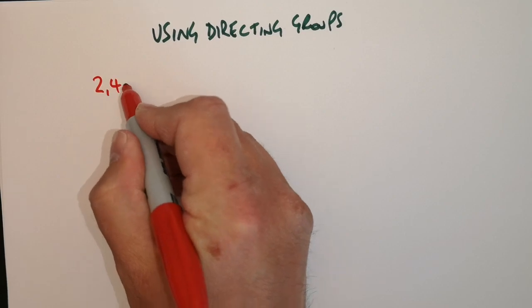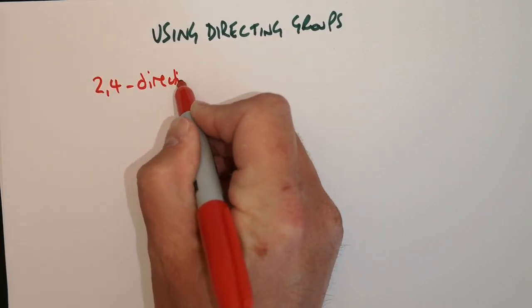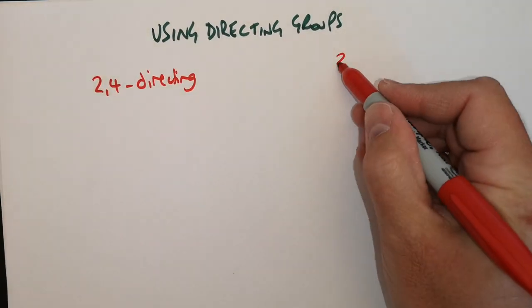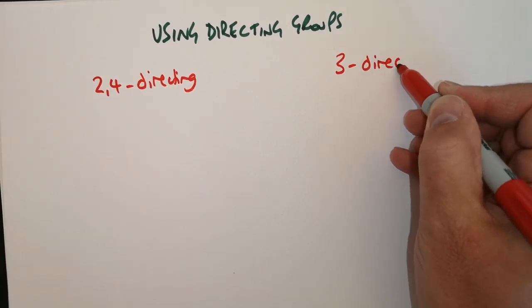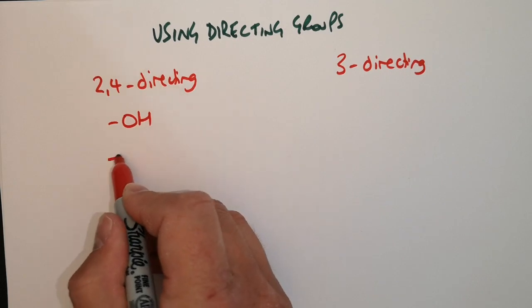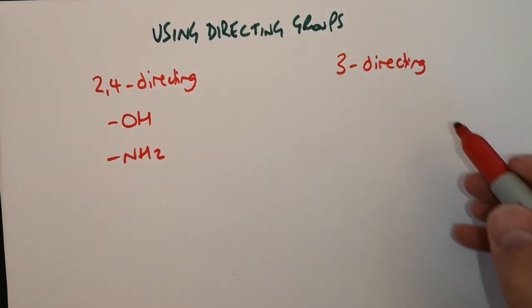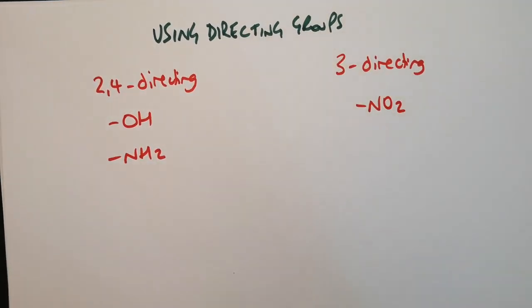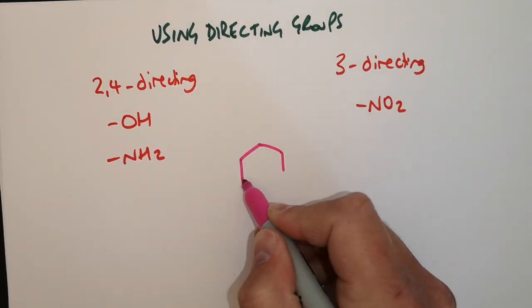So just to remind us, we've looked in the last couple of videos at activating and deactivating groups, which then become 2,4 directing if they're activating, and 3 directing if they're deactivating. And remember, the ones that we need to know of are the OH and the NH2 for 2,4 directing, and NO2 for 3 directing.